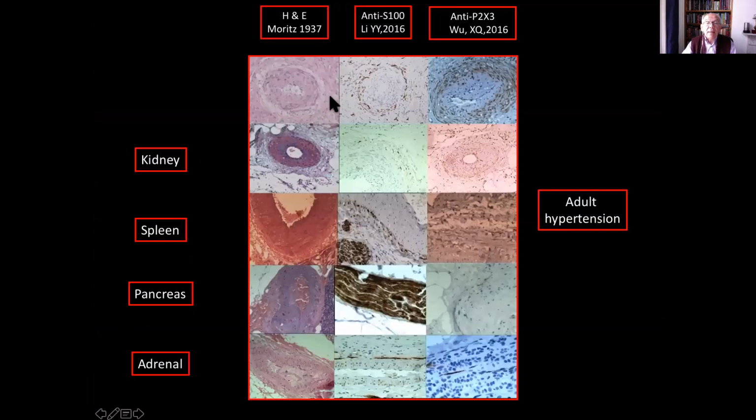It's the same in adult hypertension. We've looked here at the same organs: kidney, spleen, pancreas, and adrenal. And if I just draw your attention to column 2, column 1 just shows you narrow blood vessels. This is column 2, and you can see all these injured nerves here in the kidney, here in the spleen. See loss of nerves in this pancreatic nerve bundle, and then again in the adrenal with adrenal cortical hyperplasia, one important source of hypertension, all these injured nerves.